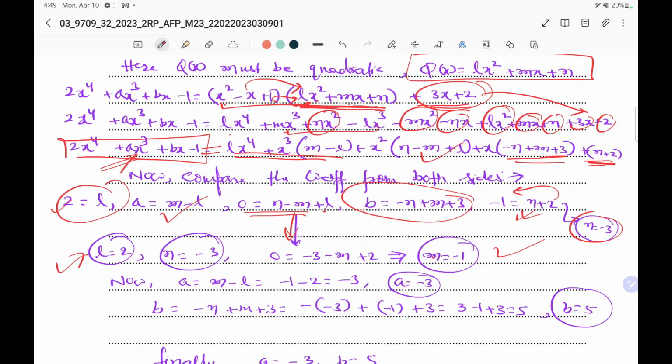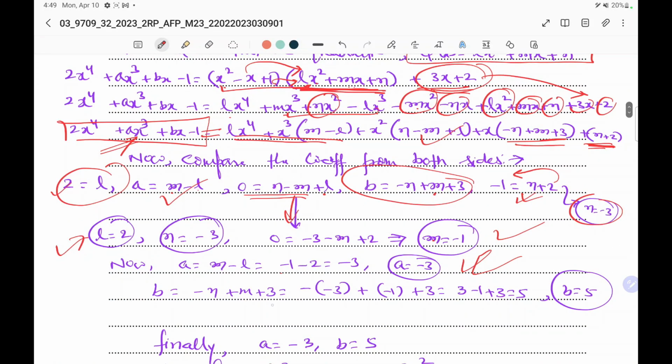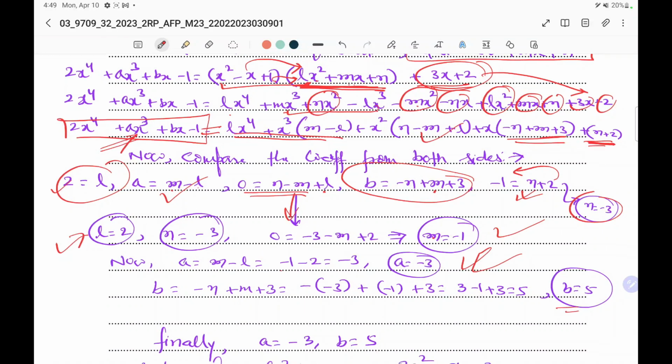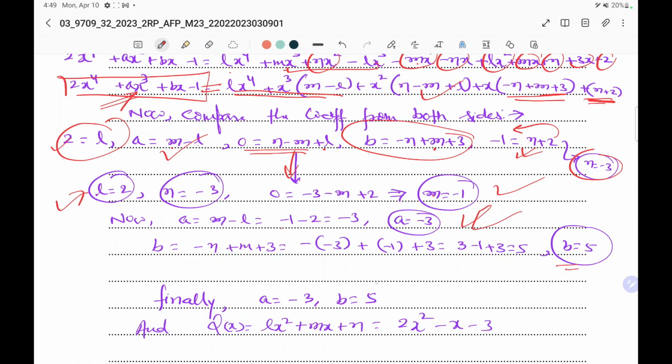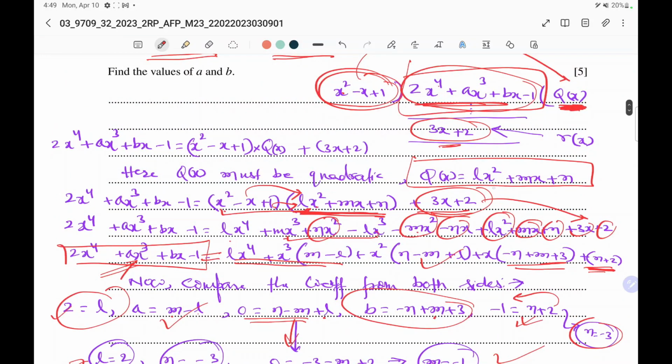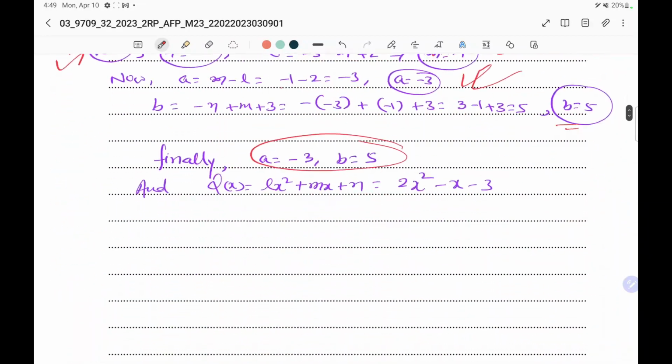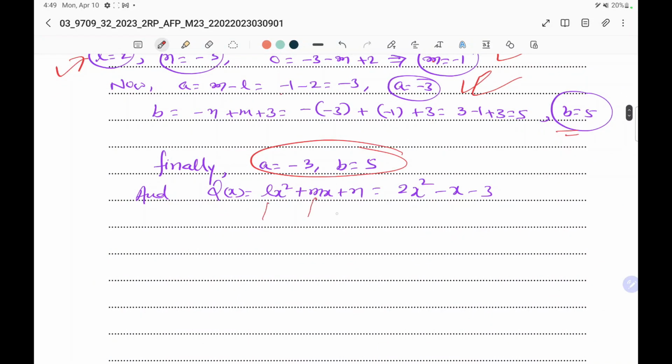Now you have m, so you can put m to get b, and you can put m and l to get a, right? So a is m minus l, so m is minus 1 and l is 2, so a is minus 3. Now b is minus n plus m plus 3, so just put in n and m, you will get b equals 5. So I got a equals minus 3 and b equals 5. And there can be a question, what's the quotient? So the quotient was lx squared plus mx plus n. So just put in the l, m and n values to get this quotient also. But by the way, our question is only based on a and b.